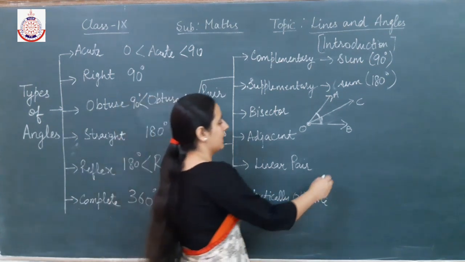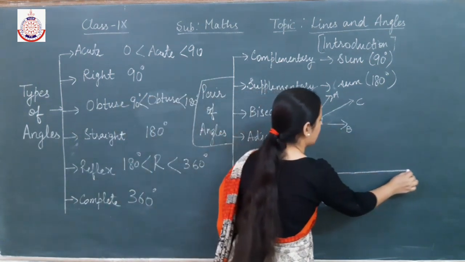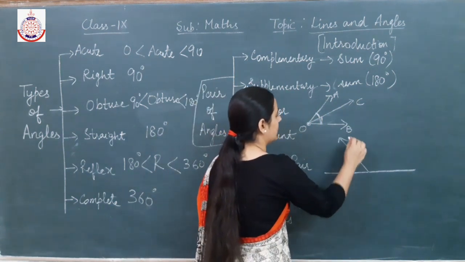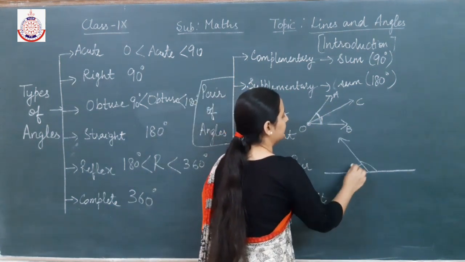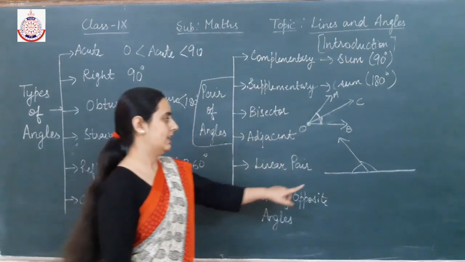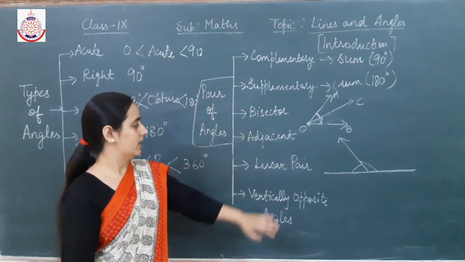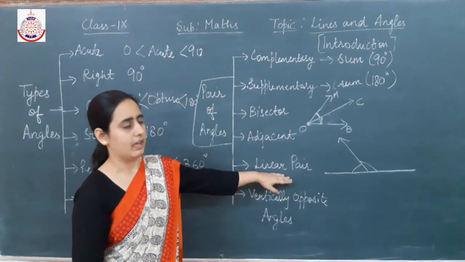Next we have linear pair. Now what do we mean by linear pair? Suppose we have a straight line and one ray is dividing this complete angle into two parts, then we can say that the sum of these two angles will be 180 degrees. This is called a linear pair.